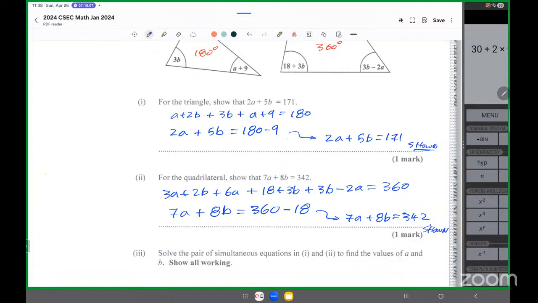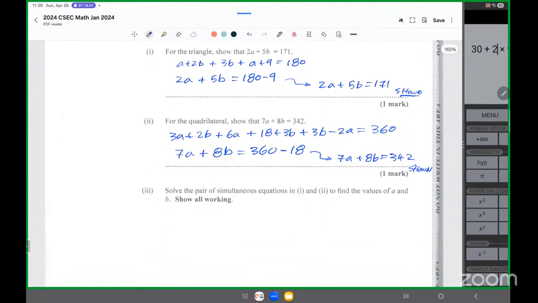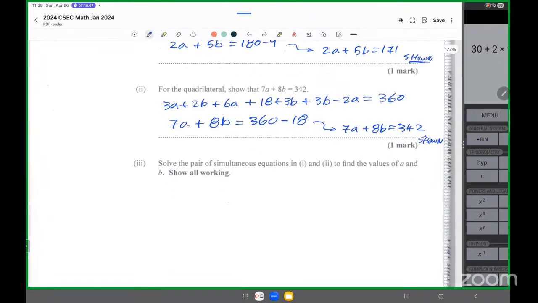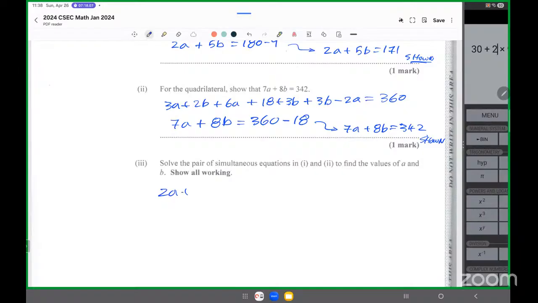Nice and easy. Then it says, solve the pair of simultaneous equations in part 1 and 2 to find the value of A and B. Show all working. So we're solving these two equations now simultaneously. So it's 2A plus 5B equals 171, and 7A plus 8B equals 342. You can use a substitution method or elimination method. I prefer to use an elimination method, right?